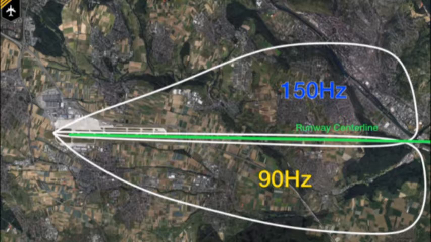The localizer transmits a single beam of energy with two components. The first one is the 90 Hz and the second one is the 150 Hz. And also at the center we can find the runway center line.